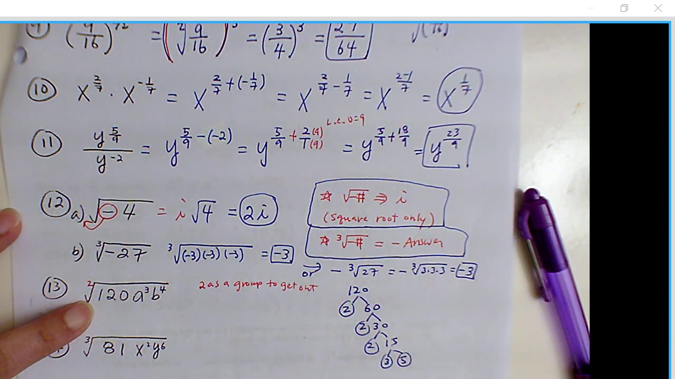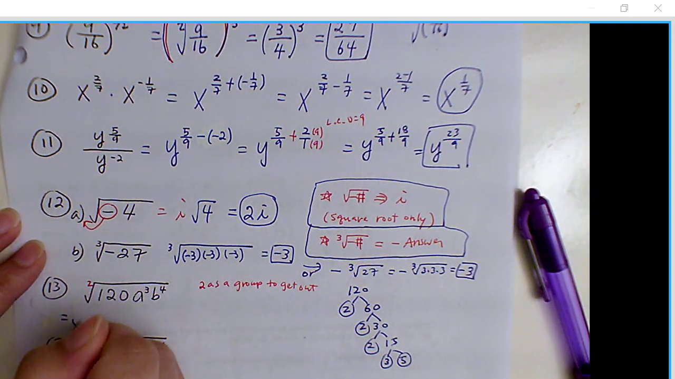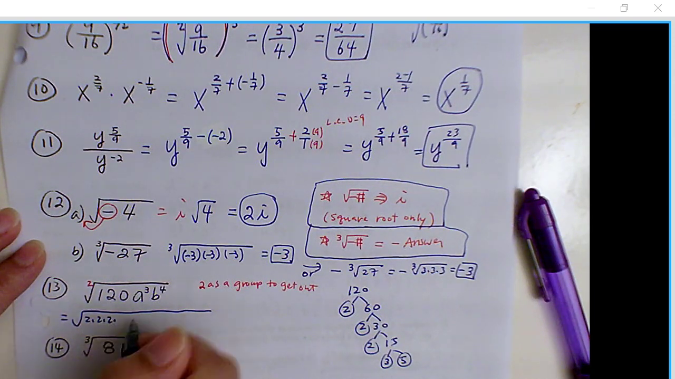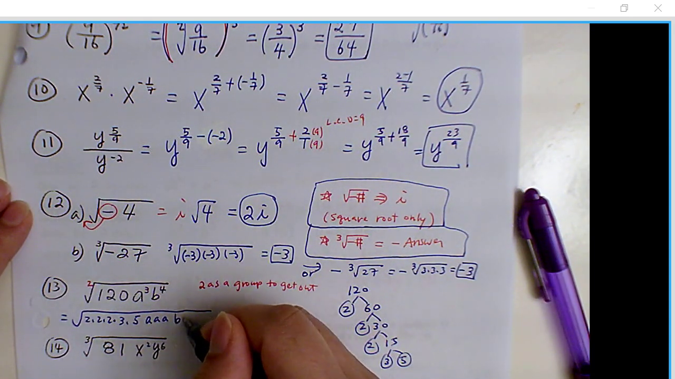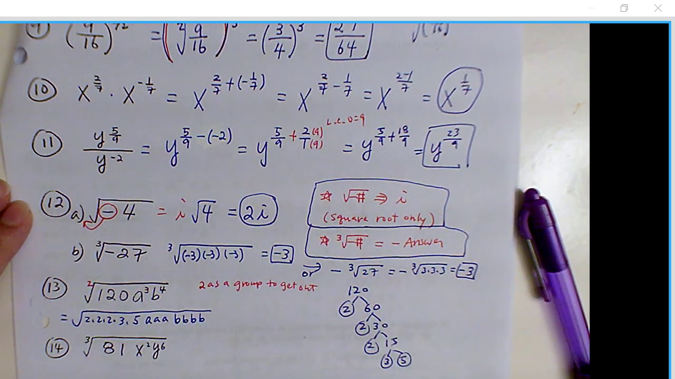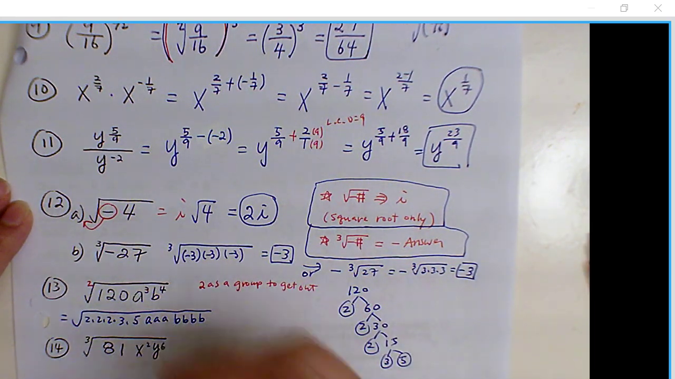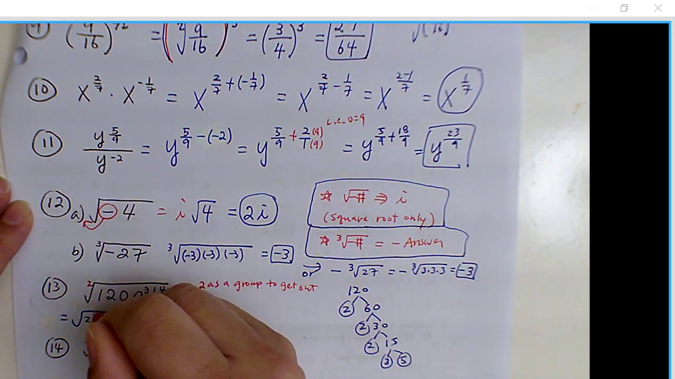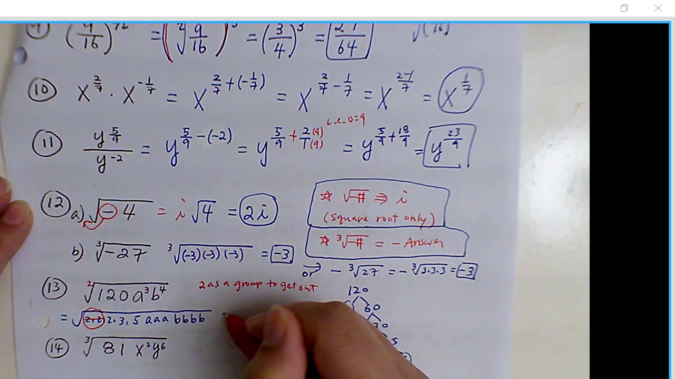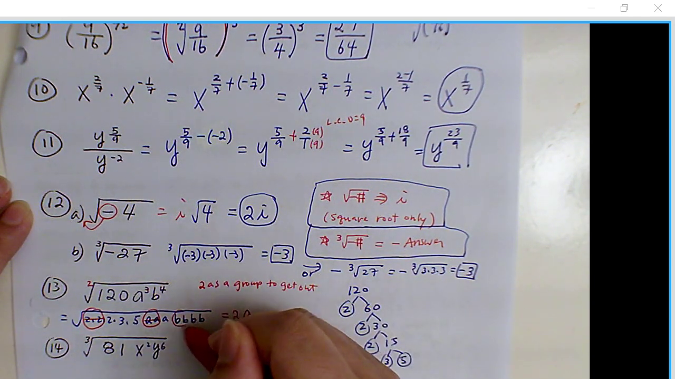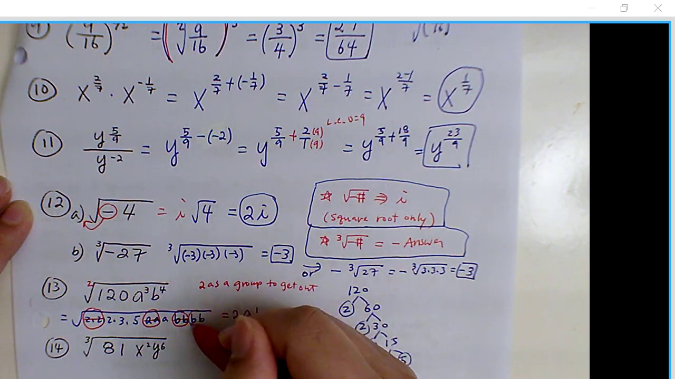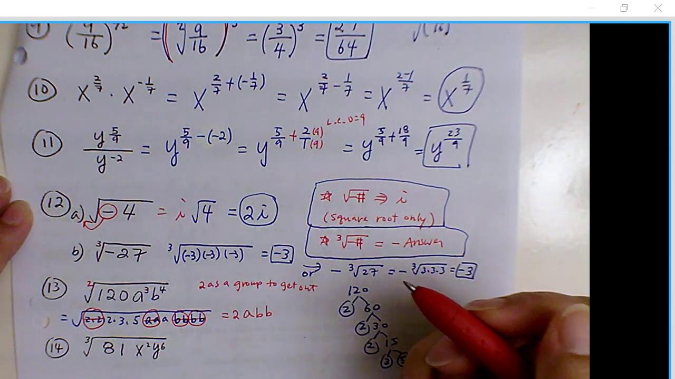So 120 can be broken down as 2 times 2 times 2 times 3 times 5, and I have a cubed, so I have b to the 4, 1, 2, 3, 4, and I need 2 as a group to get out, right? So this will give me one group of 2, so I can get that out as just 2. I have one group of a, right? Get out as a, one group of b, another group of b, like that.